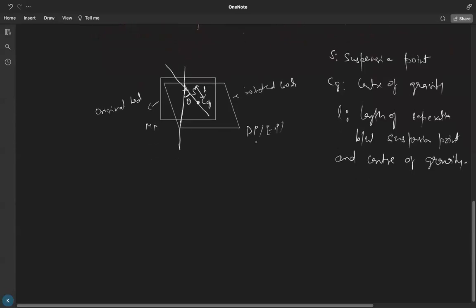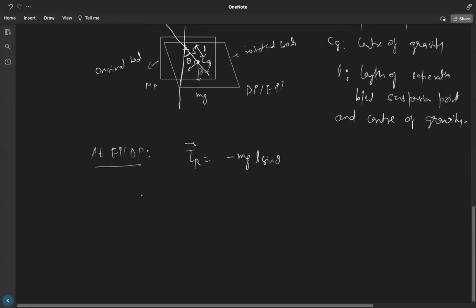Now we have to write the torque at the displaced position. At the extreme position, the restoring torque is equal to, look at it, the mg force is acting vertically downward, and we have to take the perpendicular component, because the other component's torque will be counted as 0. This angle is theta. So our torque is nothing but mgL sine theta, right?